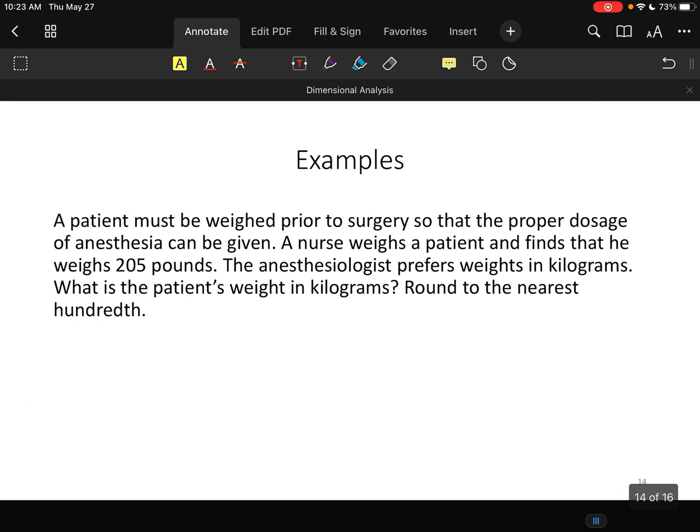All right, so this is an example where this patient needs to go up on the anesthesia, and the anesthesiologist wants the weight in kilograms.